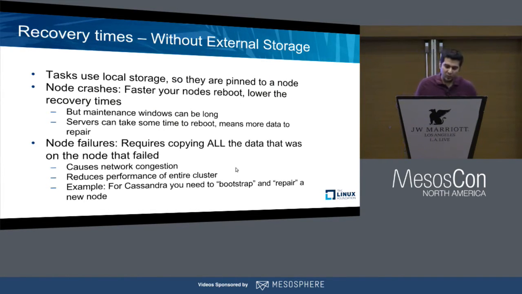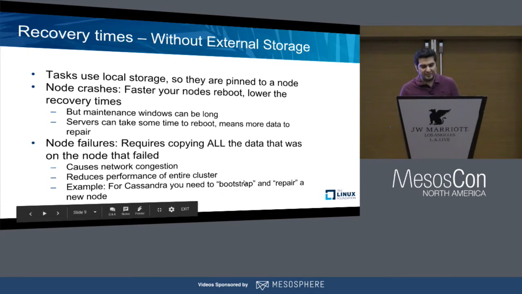So now let's take a look at how recovery times with local volumes and external persistent volumes are different. With local volumes, your data is basically pinned to a particular node. So if a node crashes, the faster it comes back online is the best for your application because you would have to repair less data. But in reality, that is very hard to enforce. Because if you have any kind of maintenance on your servers, it could end up taking some time, and when the node does come back online, you would have to repair a lot of data to get it back in sync with the rest of your cluster.